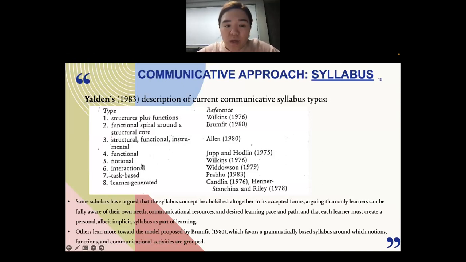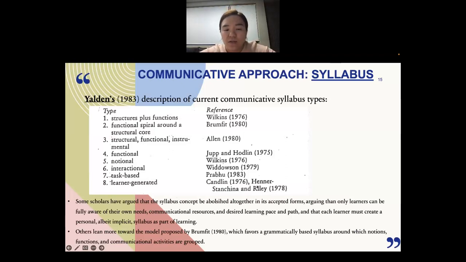Then we have the notional one by Wilkins again. The interactional by Widdowson in 1979. Task-based one, Prabhu, 1983. Then learner-generated, Candlin, Henner-Stanchina, and Riley, in 1978.